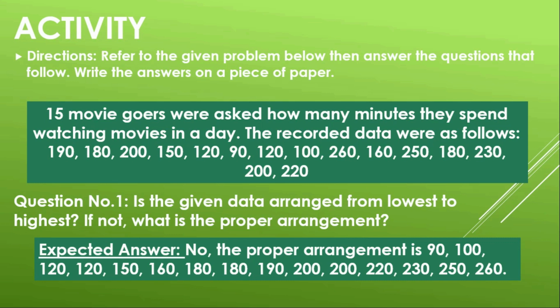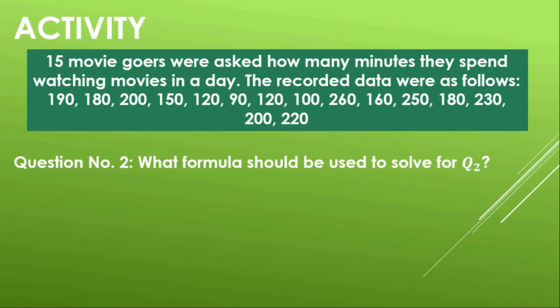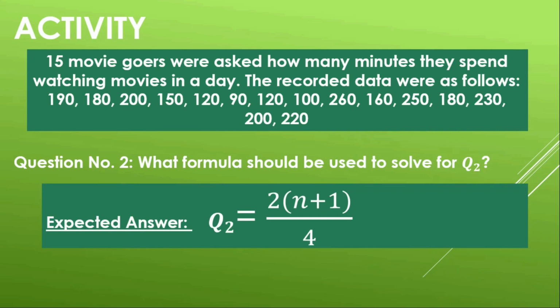Very good. The answer is no. The proper arrangement is 90, 100, 120, 120, 150, 160, 180, 180, 190, 200, 200, 220, 230, 250, and 260. Question number 2. What formula should be used to solve for Q sub 2, or for the second quartile? Yes, the answer is Q sub 2 equals 2 times the quantity of n plus 1 all over 4.